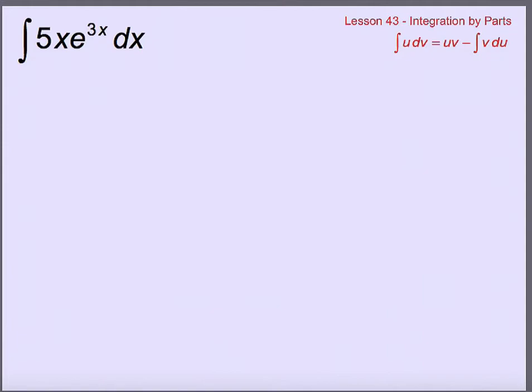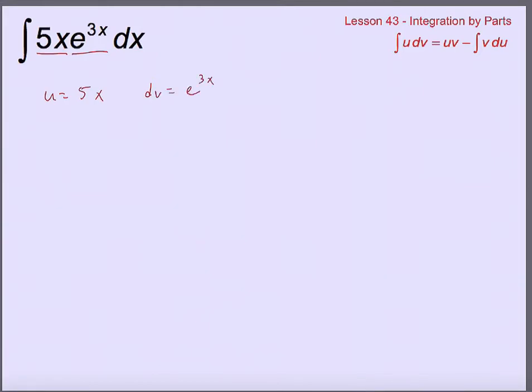What we can do is see if integration by parts will work here. We need to look at our two factors, 5x and e to the 3x. We're going to see if one of them can get simpler when we differentiate it. Well, 5x kind of fits that description. We'll be able to differentiate that, and it'll get a lot simpler. And another part has to be easy to integrate. Well, e to the 3x is easy to integrate, so that can be our dv.